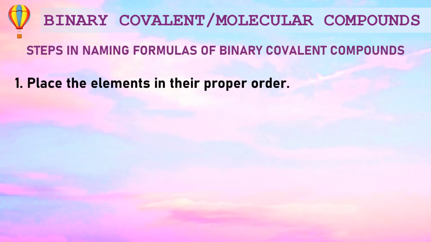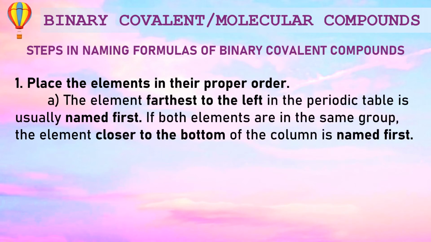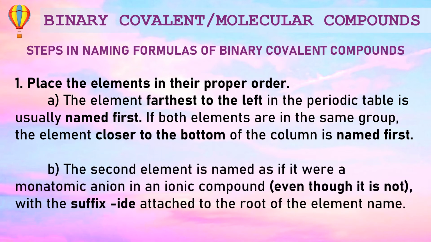Step 1. Place the elements in their proper order. 1A. The element farthest to the left in the periodic table is usually named first. If both elements are in the same group, the element closer to the bottom of the column is named first. 1B. The second element is named as if it were a monoatomic anion in an ionic compound, even though it is not, with the suffix -ide attached to the root of the element name.